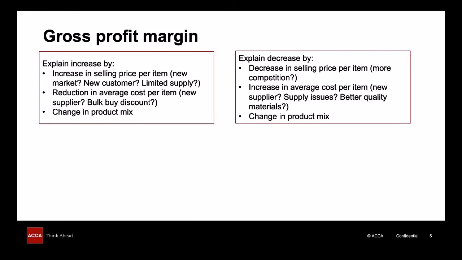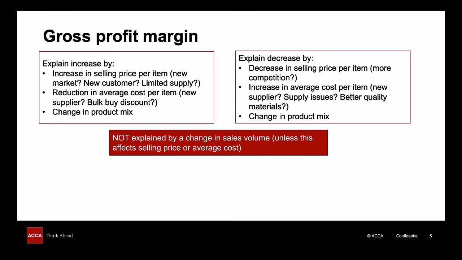Now, when you are talking about the reason for a movement in gross profit margin, one thing you should not mention as a standalone point, and students do this, so please don't let that be you, do not say that it is explained an increase or decrease by a change in sales volume. It doesn't matter whether my company sells one ballpoint pen at a 40% margin or 100,000 ballpoint pens at a 40% margin, the margin will still be 40%.